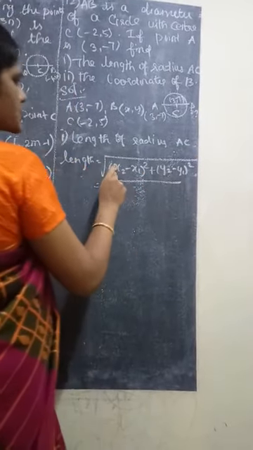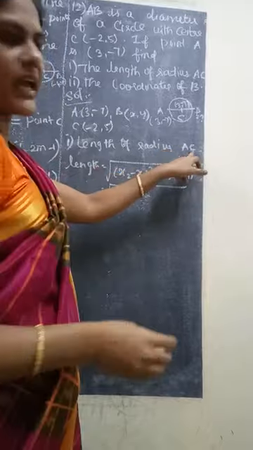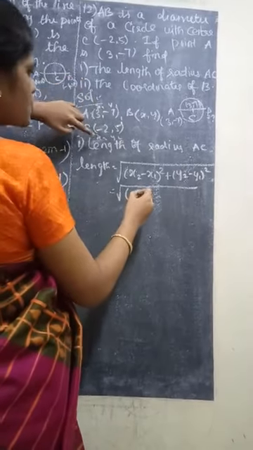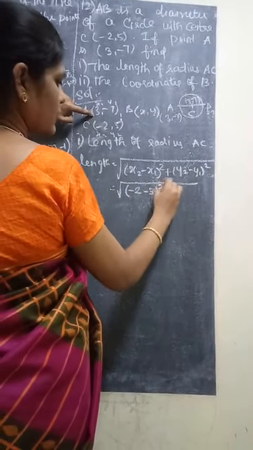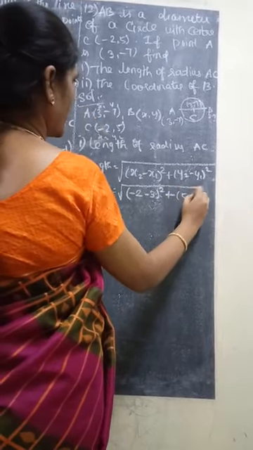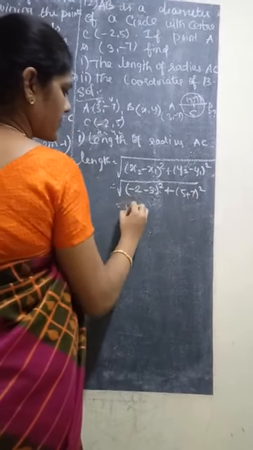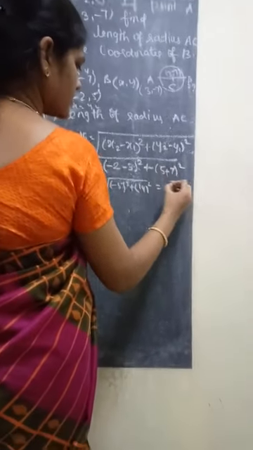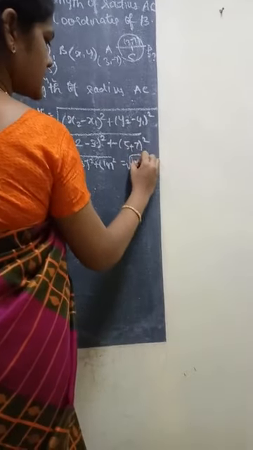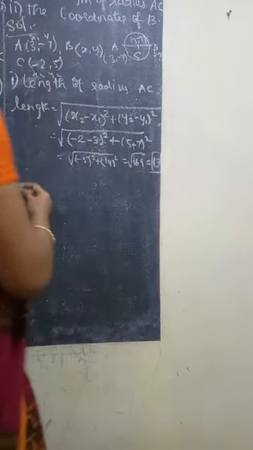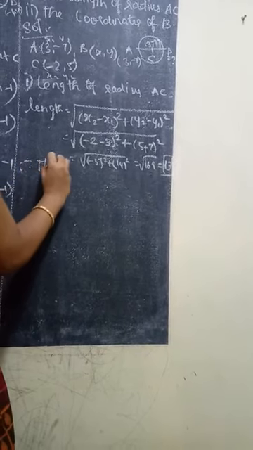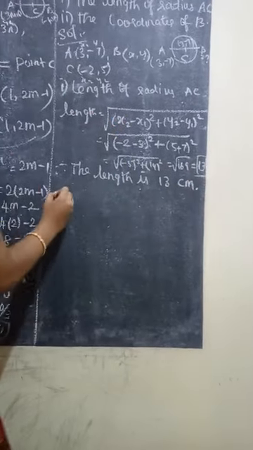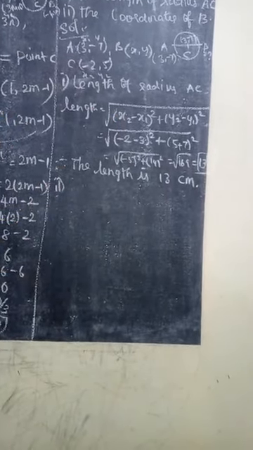Here, length of AC. So A is x1, y1, and C is x2, y2. What is x2? Minus 2. What is x1? 3. So (-2 - 3) the whole square plus what is y2? 5. y1 is -7, so (5 + 7) the whole square. Square root of (-5) square plus 14 square. So square root of 169. So 13 is the distance. Therefore, the length is 13 centimeter.